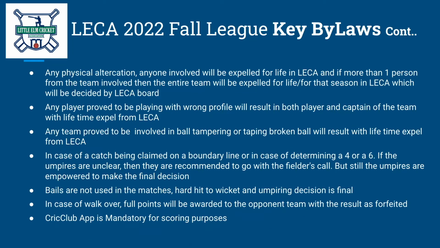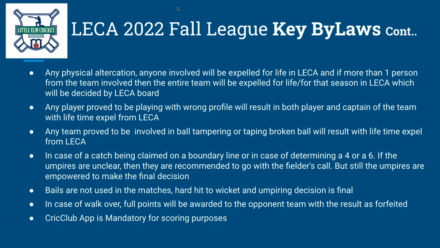Any physical altercation, anyone involved will be expelled for life from the Little Elm Cricket Association. So umpires, please make a note of anybody involved in that situation. If more than one player from a team is involved in that altercation, then the entire team will be expelled. Any player playing with a wrong profile will result in both the player and the captain of the team being expelled for life from the Little Elm Cricket Association.